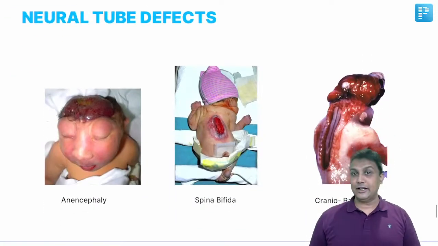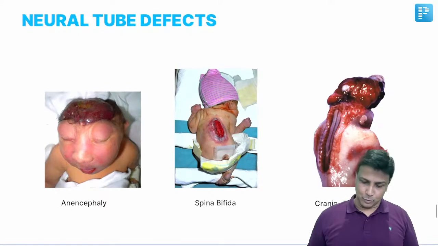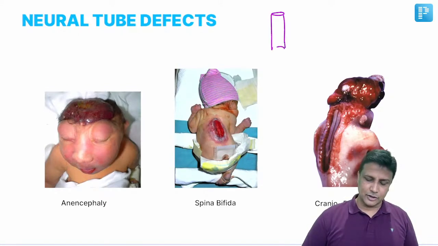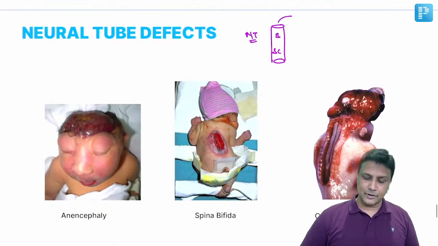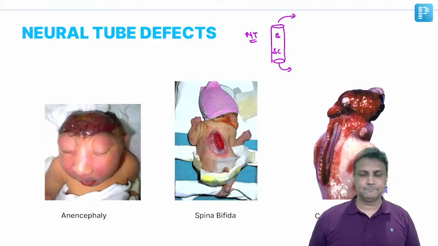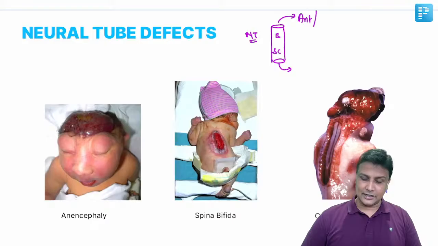Now once you are done with the derivatives of neural crest cells, welcome to neural tube defects. If I just give you a simple diagram here, for example, if this is your neural tube, the neural tube is the one which is going to form your brain and the spinal cord. Above there will be one opening here and below there will be one more opening here. Of course, that is known as the neuropore. So this one will be the anterior or cranial neuropore.